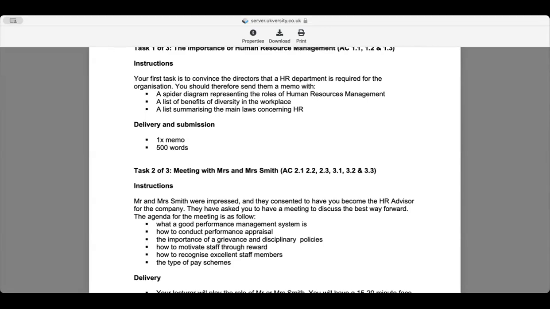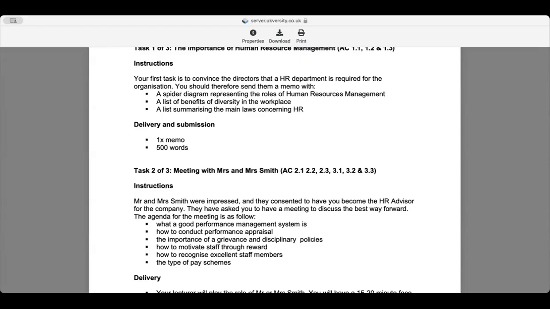So, how to structure your memo? Your memo should be clear, professional, and to the point. Your memo should briefly introduce yourself as the newly appointed HR advisor. Explain why you are writing this memo: to convince them of the need for HRM. Mention the growing workforce and legal challenges the company faces.